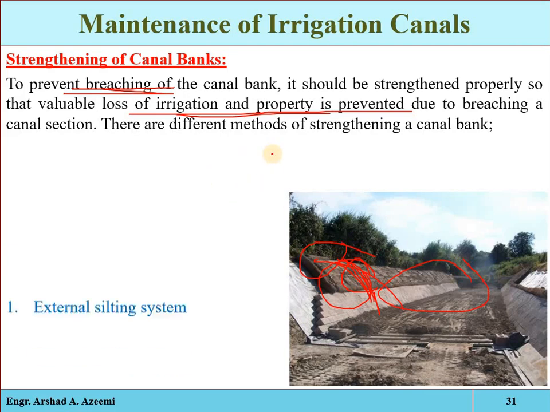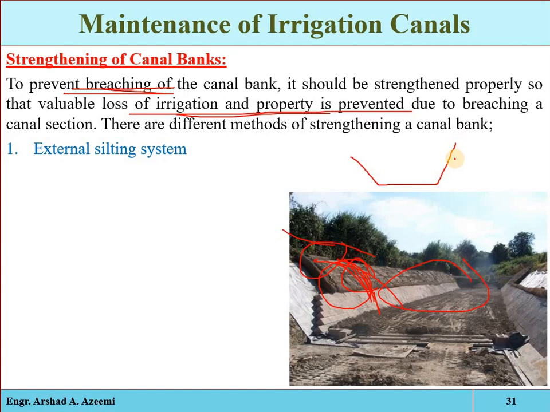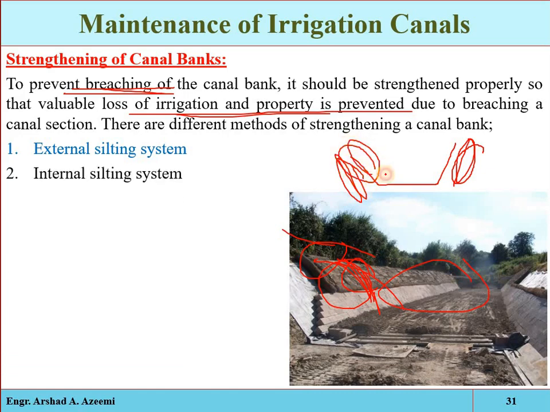There are different methods, for example, the external silting system. If this is the cross section, from the outside we provide some silting material into the bank so that its stability and its capacity against breaching is improved. Also internal silting, meaning from inside we can apply some silting material into the banks so that the width may be improved and it will be properly compacted. So the banks will be strengthened.